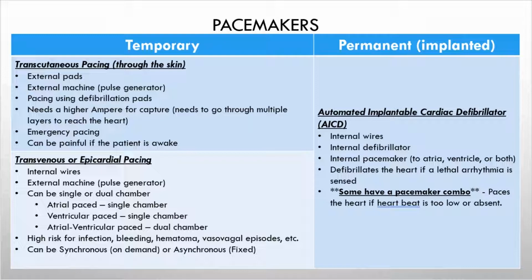Now, pacemakers, generally there are two types. There's the temporary and the permanent. Permanent are the ones that are implanted into the patients for the long term, and the wires of the pacemaker are internal, and also the machine is internal, and they're usually visible under the skin for the patient when we do our assessments.